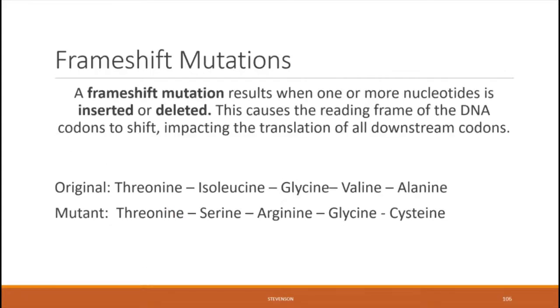These types of mutations are called frameshift mutations. Frameshift mutations are what you get when one or more nucleotides is inserted or deleted. We saw an insertion, but this effect also happens if you delete letters as well. The effect is that the reading frame of the DNA codons is shifted, which is why it's called a frameshift mutation. This impacts the translation of all of the downstream codons.